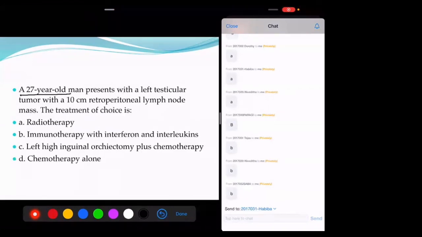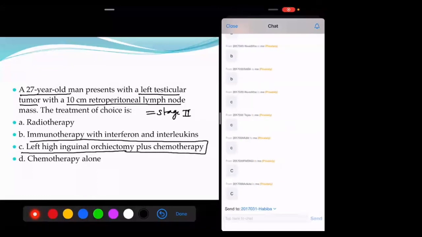See over here, a 27-year-old man with a left testicular tumor with a 10 centimeter retroperitoneal lymph node. So this is stage 2 disease. What is your treatment? Obviously, we have to remove the testis and we can give chemotherapy. They haven't given us the option of seminoma or non-seminoma. Whether seminoma or non-seminoma, in stage 2 you can go straight for chemotherapy, no doubt.